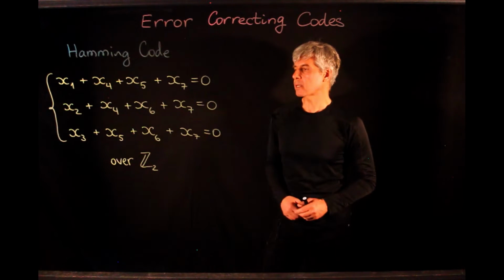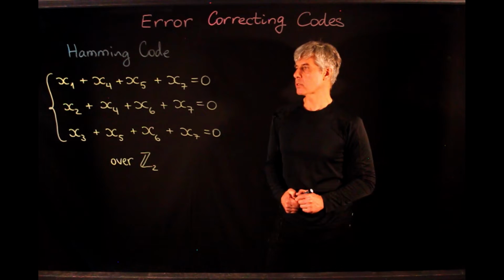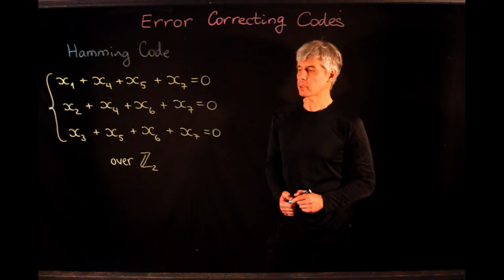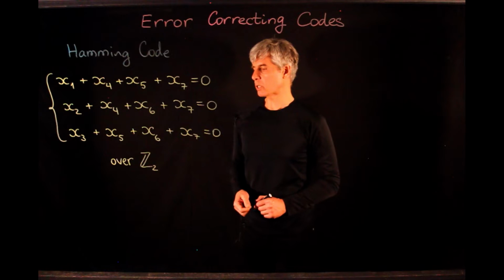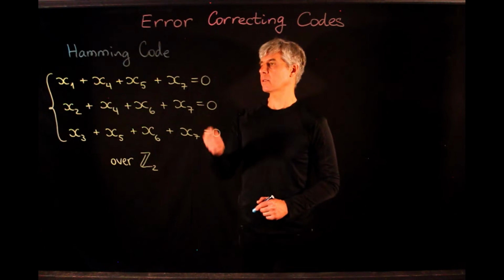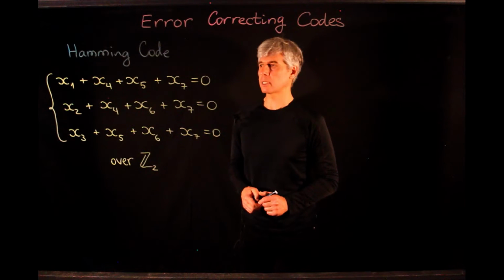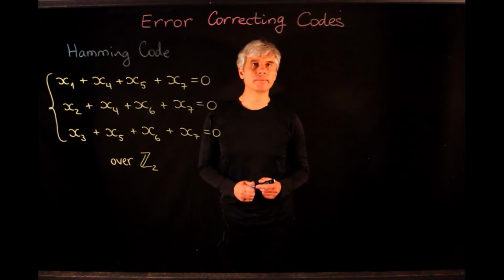Consider the following system of linear equations over Z2. Here we have 3 equations and 7 variables. These variables assume values in Z2, and all equalities are also considered to be equalities in Z2. Let us solve this system.